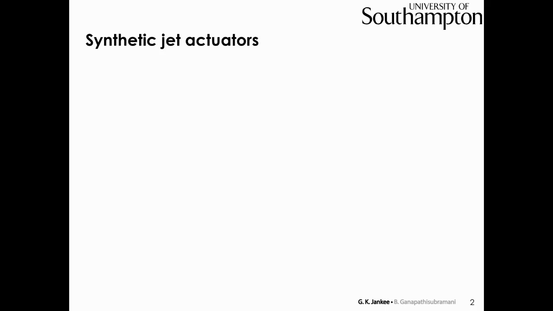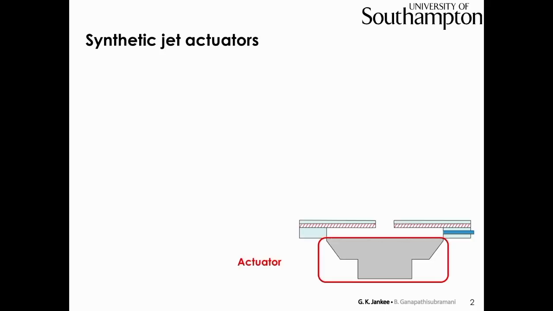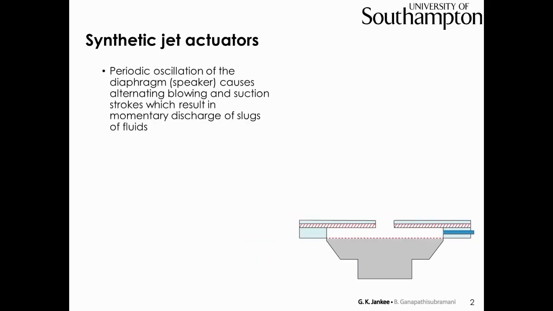So how does a synthetic jet actuator operate? The main components consist of an actuator, which in our case is a speaker, a cavity, and an orifice. Periodic oscillation of the diaphragm causes alternate blowing and suction strokes, which result in momentary discharge of slugs of fluid. At the orifice edges, flow separation occurs, and a vortex sheet is formed, which rolls into a vortex ring. And if the conditions are right, the vortex ring will pinch off from the edge of the orifice and will advect under its self-induced velocity.